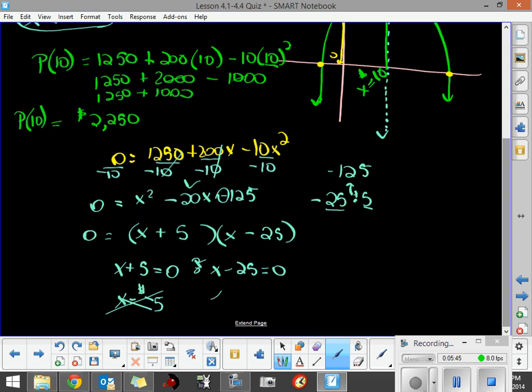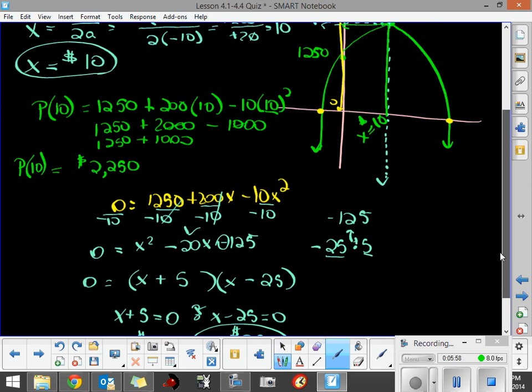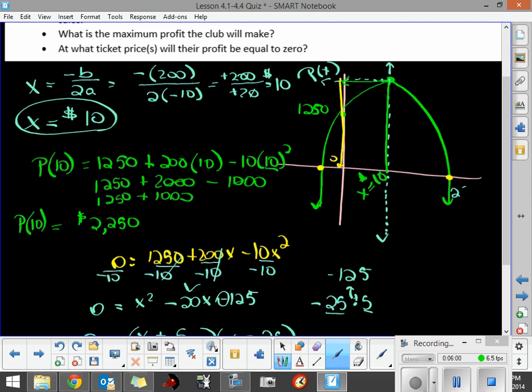But we could say if we charge too much, if we charge $25, then there's nobody interested in coming. The ticket prices are too high and the profit is 0. So a $25 ticket price is going to drive people away to the point where they won't come anymore. So our $25 mark here is where our ticket prices are too steep.